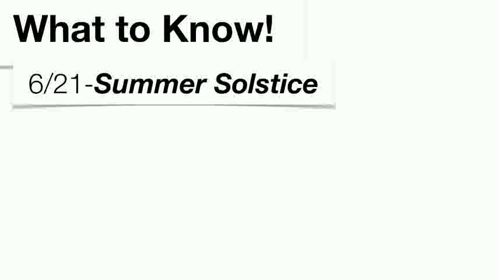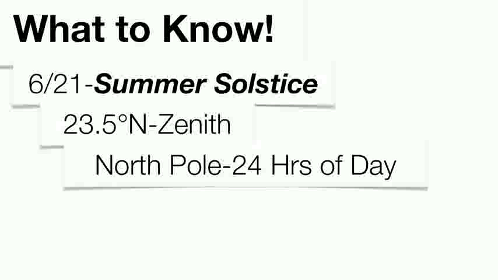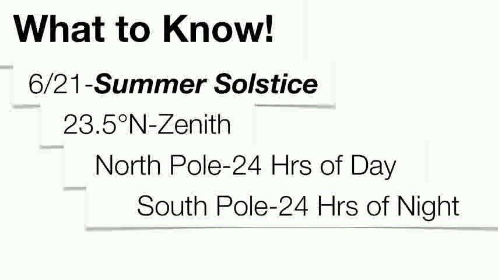So here's what you need to know. The Northern Hemisphere summertime begins on June 21st. It's called the summer solstice. We get 15 hours of daylight on this day. It's our first day of summer. The zenith is hit at 23.5 degrees north, our Tropic of Cancer. On that day, the sun is directly overhead at the zenith at that specific latitude. Because we're tilted towards the sun, the North Pole gets 24 hours of daylight, and the South Pole gets 24 hours of darkness, because it's tilted away.